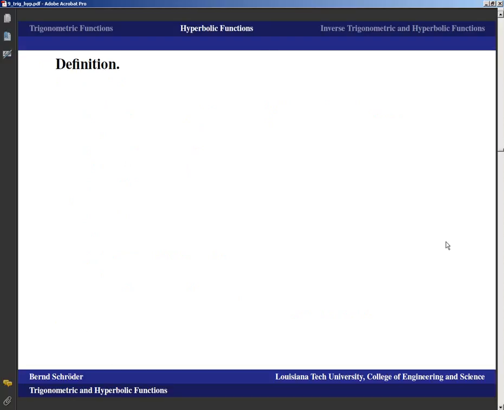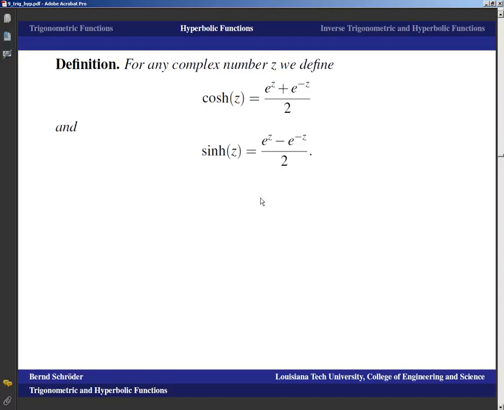Okay, so that gives us the trigonometric functions. Well, the hyperbolic functions now look like a cheap trick. It's basically looking as if we just dropped the i's. For any complex number z, we can define the hyperbolic cosine to be e to the z plus e to the negative z divided by 2, and the hyperbolic sine to be e to the z minus e to the negative z divided by 2.